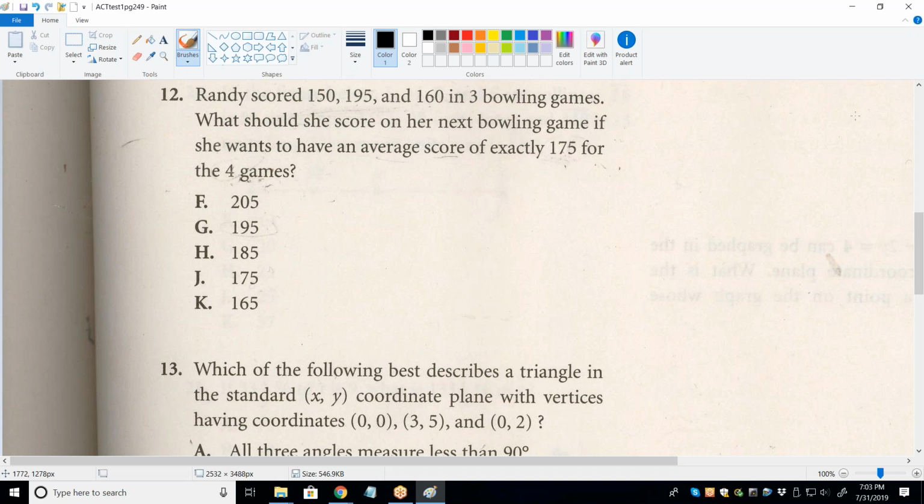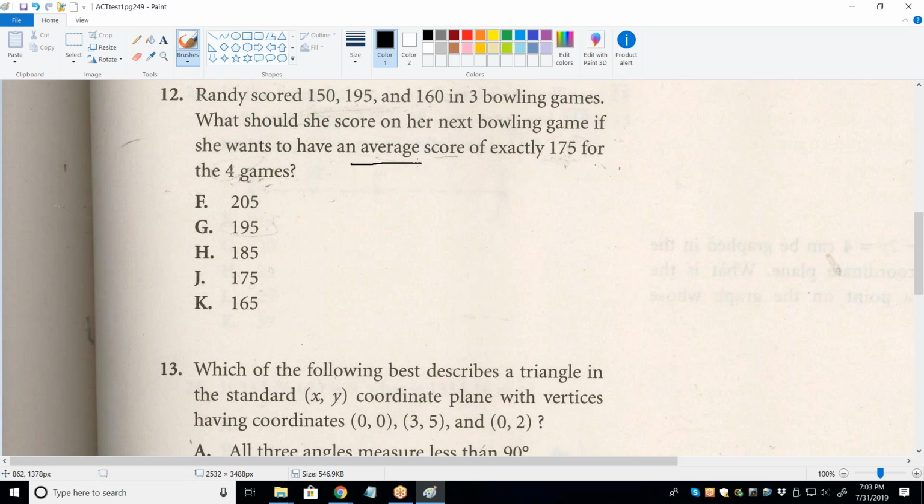Read number 12. Here's the key word in number 12, right there. This is an average problem. Might even use the word mean. Mean means the same thing as average. So they might say, if she wants a mean score of exactly 175, what does she have to bowl in her 4th game? Well, here's the thing I tell all students.